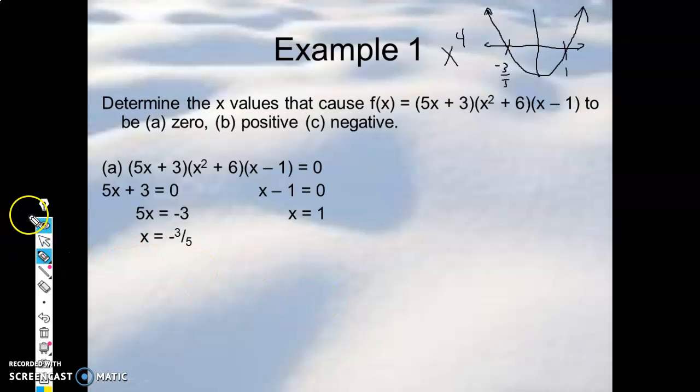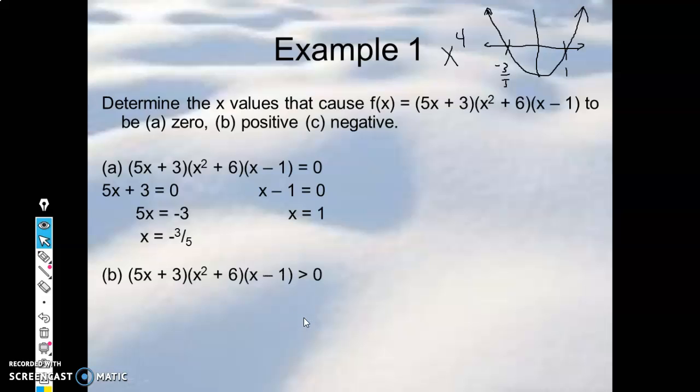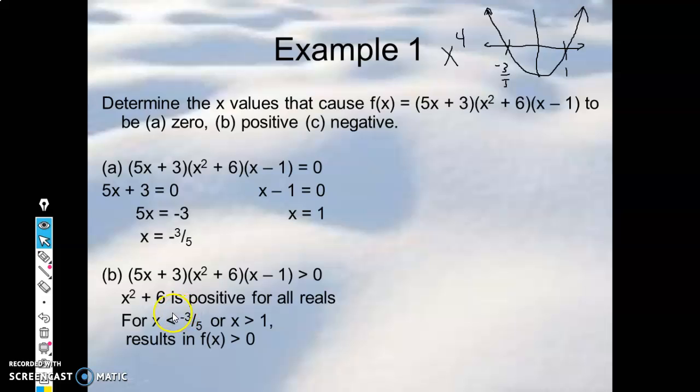All right, so let's continue. And now, where is the graph greater than 0 at? In other words, where is it above the x-axis? And that is the tails, okay, where it's less than negative 3/5 and where it's greater than 1, okay? And the x squared plus 6 part is always going to be positive. So really, you're just concerned with the tails of the graph. All right? So there you go.